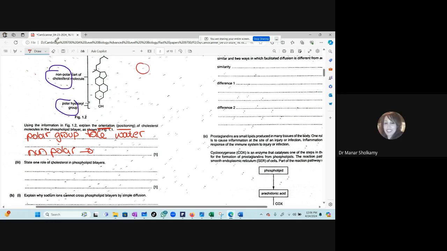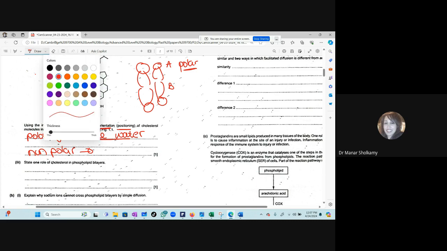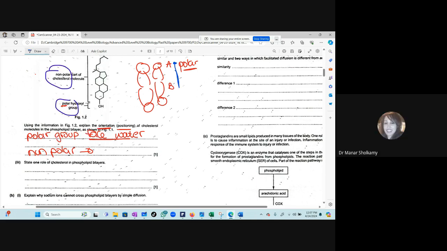We have a phospholipid bilayer. We have the phosphate heads and two fatty acid tails, and they are a bilayer. So we have two of those that are facing each other. Now, the polar part of the cholesterol will be at A or B? A. Yes, so the polar part will be facing towards the water, or it will be close to the phosphate heads. Either is right, but facing towards the water is very good. And the non-polar part of the cholesterol will face towards A or B? B. Yes, the fatty acid.